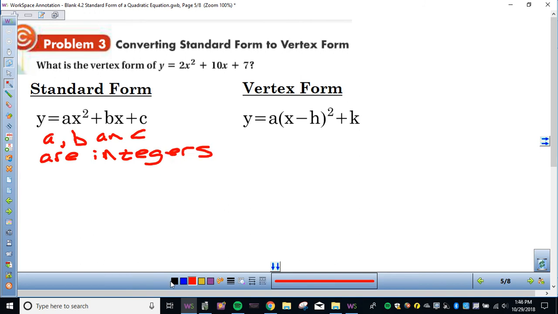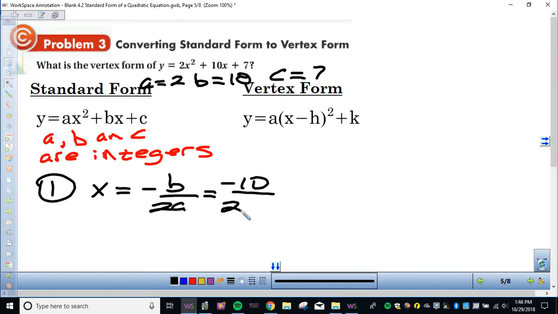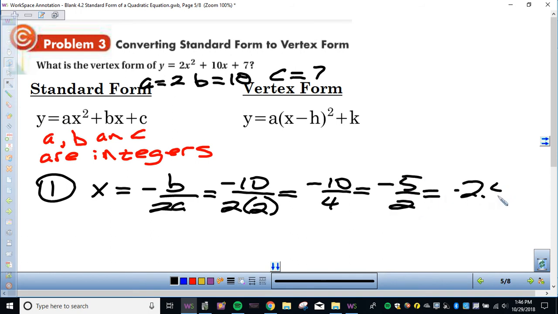So first step, we're going to do negative b over 2a again. So up here, a is 2, b is 10, and c is 7. So I have negative 10 over 2 times 2, which equals negative 10 fourths, which equals negative 5 halves, which equals negative 2.5.